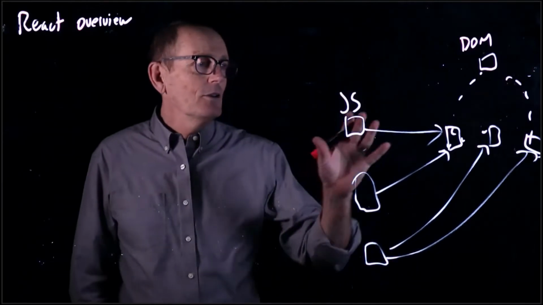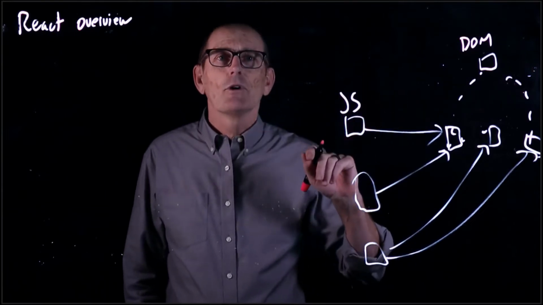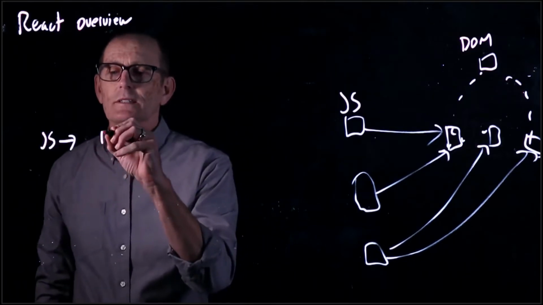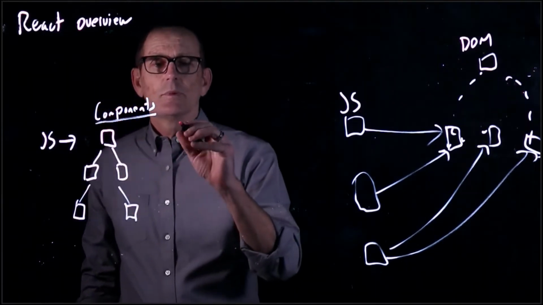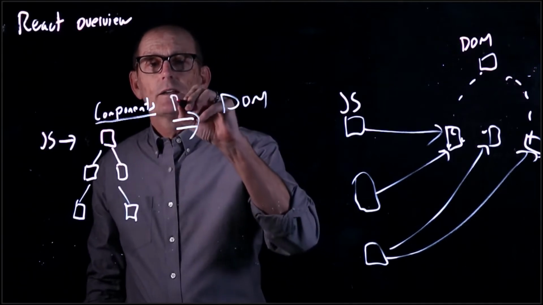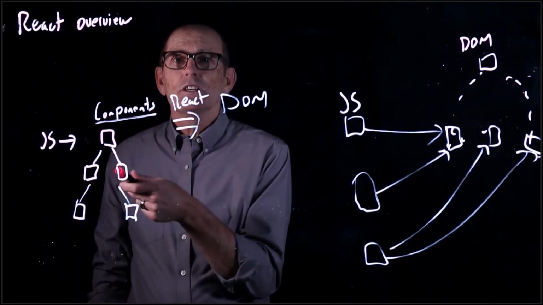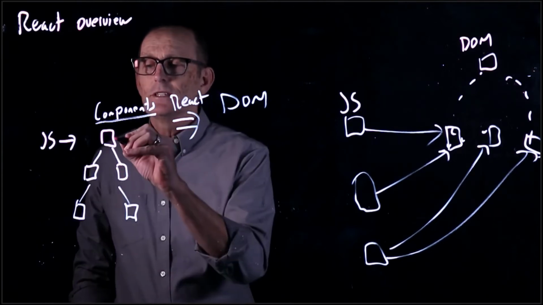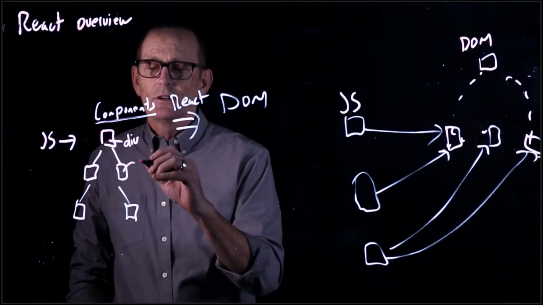Instead, in React, we do something simpler. Basically, your JavaScript never, 99 and 44 100ths of the time, touches the DOM directly. Instead, your JavaScript emits a tree of components. And these components are then converted into the DOM by React. The components can be either standard HTML elements, or they can be new components that you have written. For instance, this one might be a div, and this one might be something you wrote called my component.